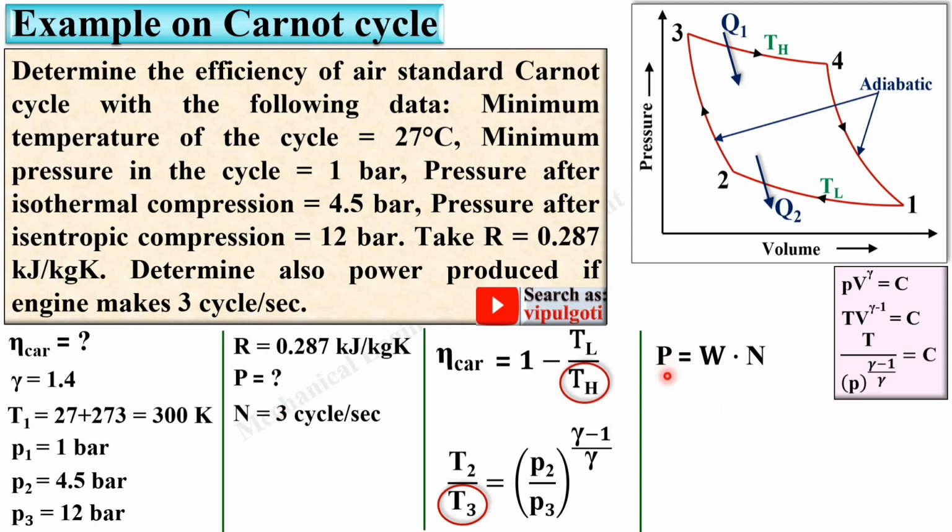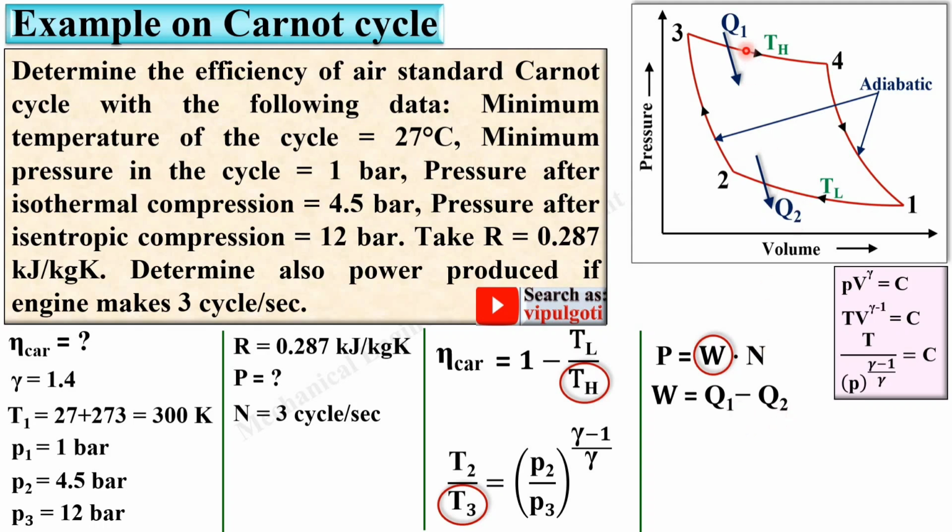Now see, if you want to find the power, then you should have W and N. And here N is given to you, but you don't have the W. So first I am going to find this W, that is actually net work done. And you know that from this cycle, the net work done is actually Q1 minus Q2, because the difference of these two values is converted into the work done.